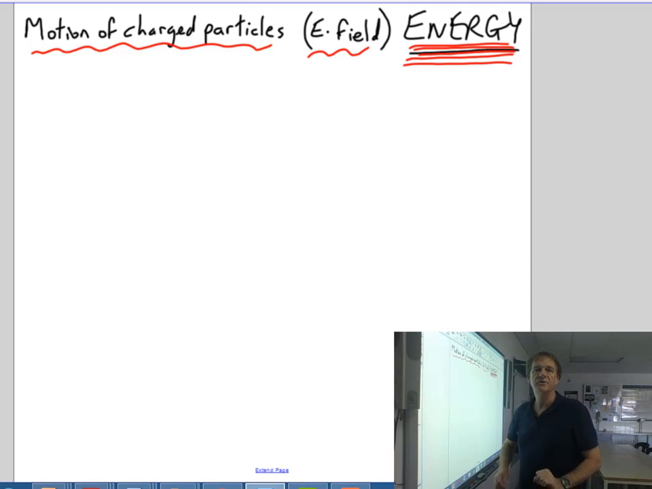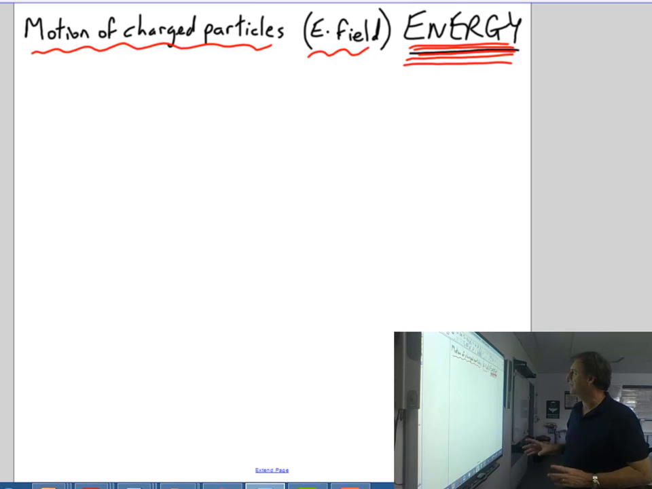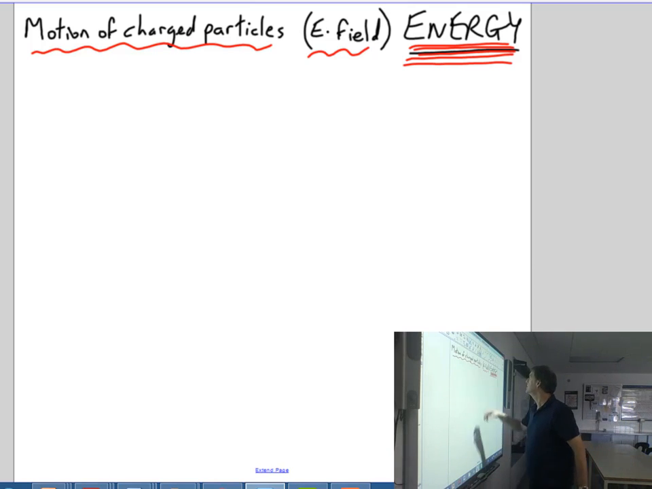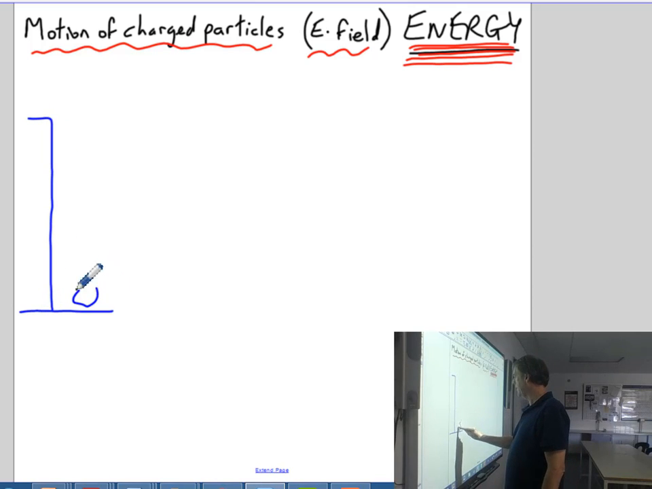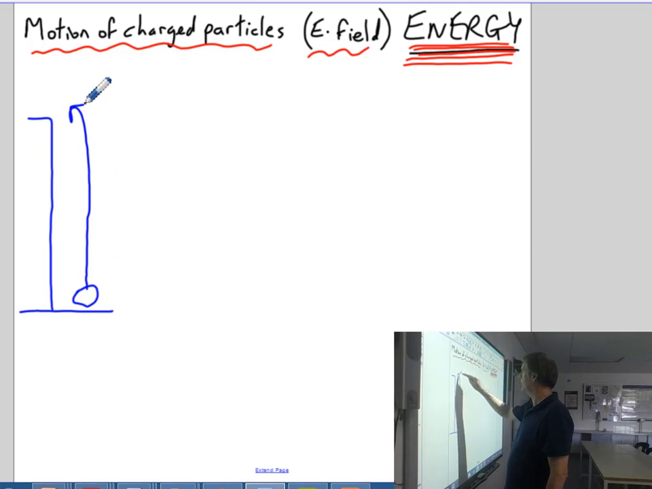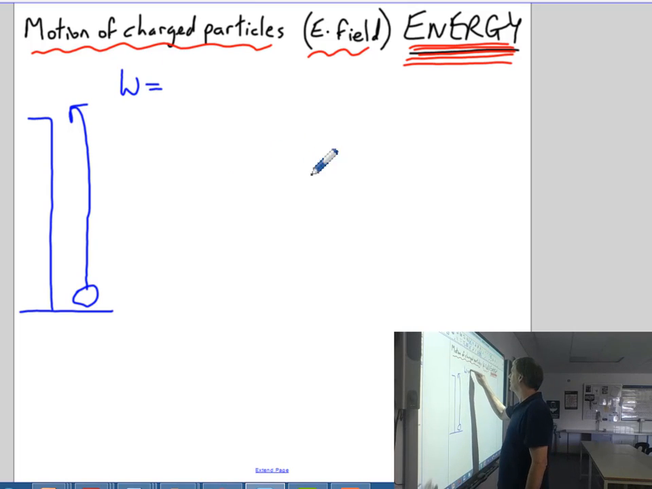Alright, we've looked at the motion of charged particles from the point of view of equations of motion. You can also do it in terms of energy, which is actually easier in some cases. If you think about the energy work you've done with projectiles, you've got a rock that you could lift, doing work against gravity to change its energy. So the work done would be Fs, the force and the displacement in the same direction.